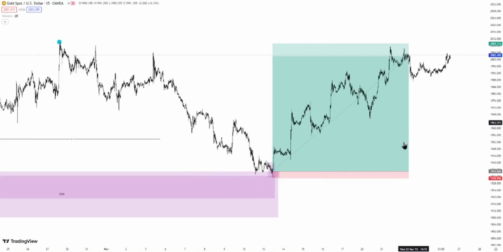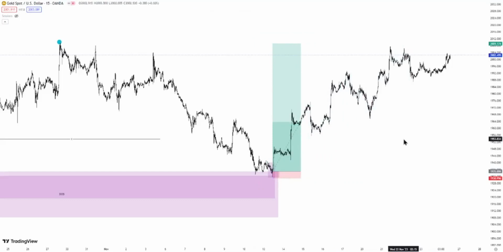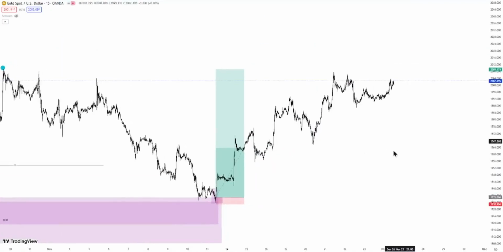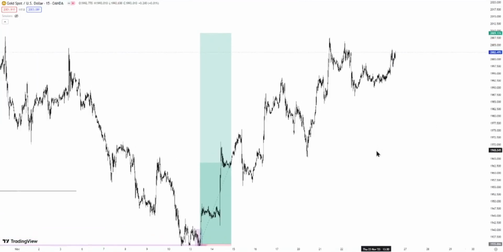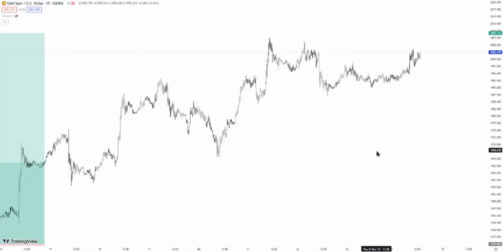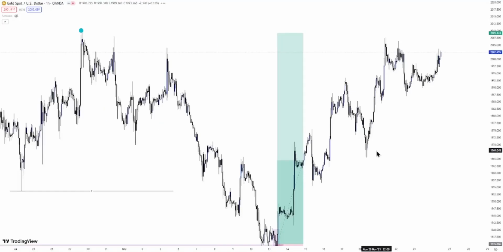Now that is for last week. I'm just showing you how you could have taken advantage of this trade. Now let's quickly look at the 15M time frame. What can we be looking at? No, let's get to the 1 hour time frame and see what is happening on gold.